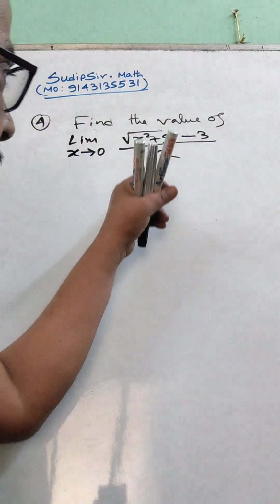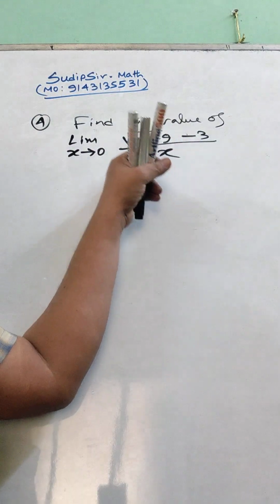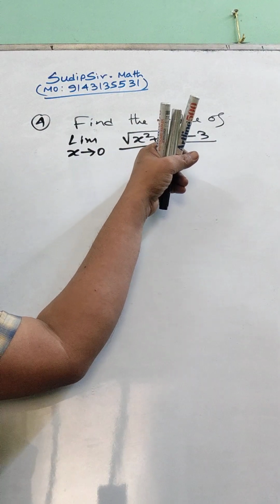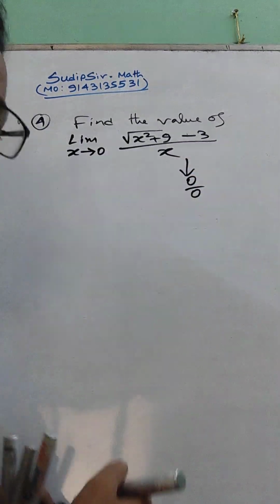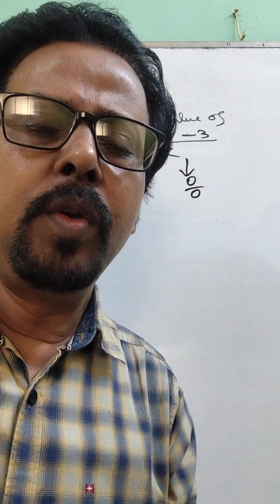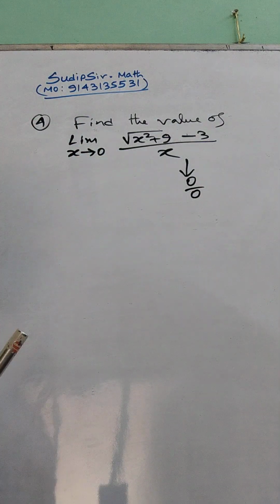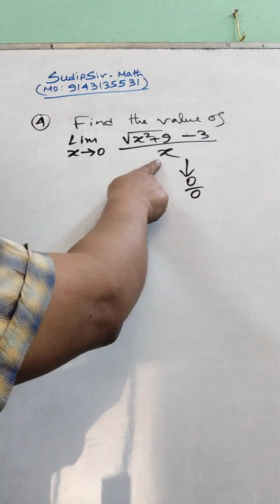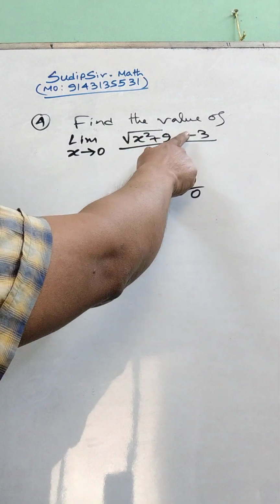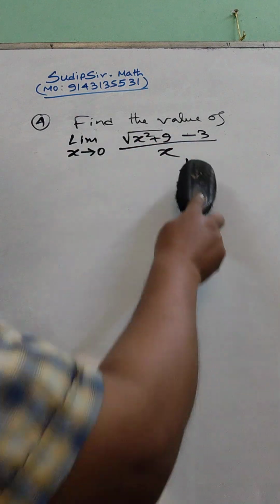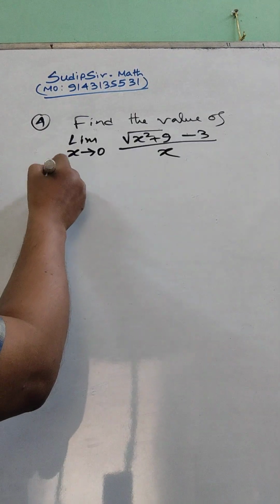Now it is clear. If you put x equal to 0, then this is 0 and this part is 0, means root 9 is 3, 3 minus 3. So this is the form of 0 by 0. Now we have to remove that part to get the limit. If you directly put here, you get denominator 0 and numerator also 0, 0 by 0. Now for this type, we have to rationalize it.